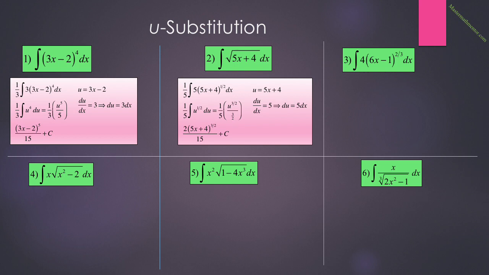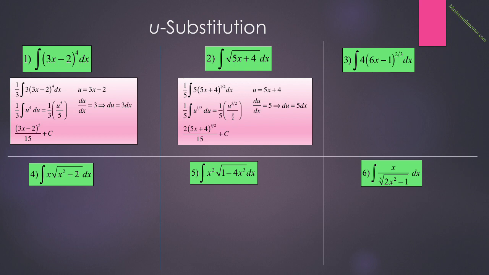Number 2 reads the integral of the square root of 5x plus 4 dx. We will let u equal 5x plus 4, therefore du dx equals 5, and du is equal to 5 dx. That means we need a 5 dx in the problem. We have the dx, we need a 5. So we put 5 on the inside, 1/5 on the outside.